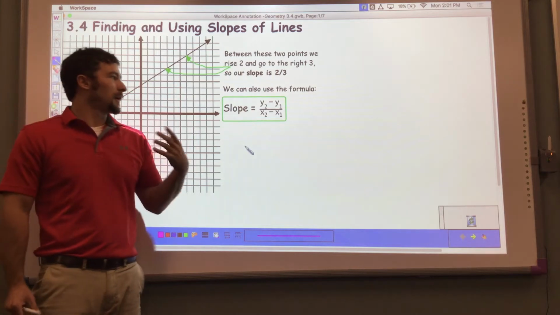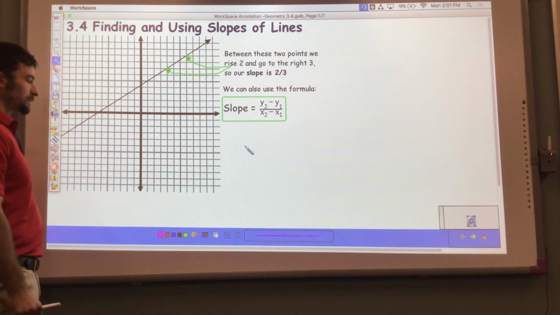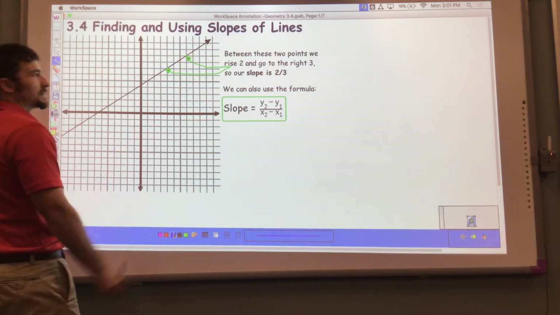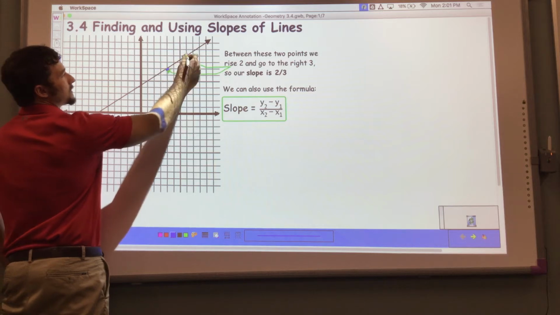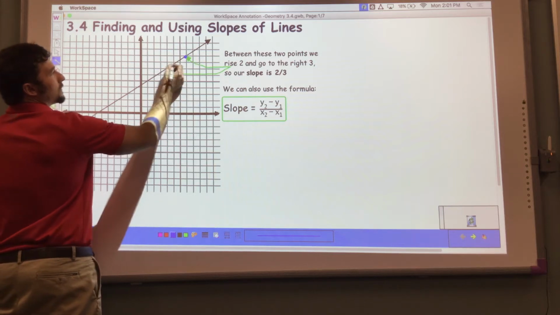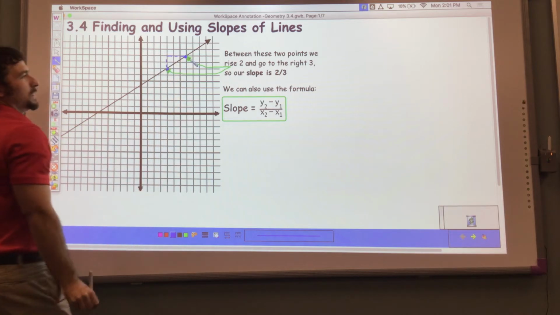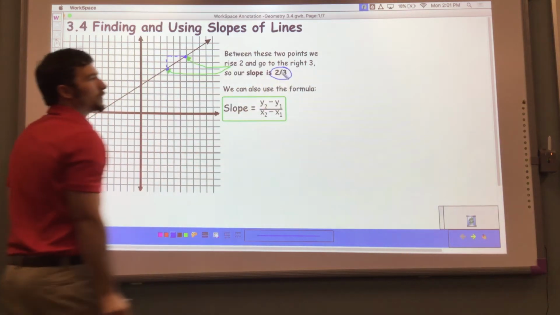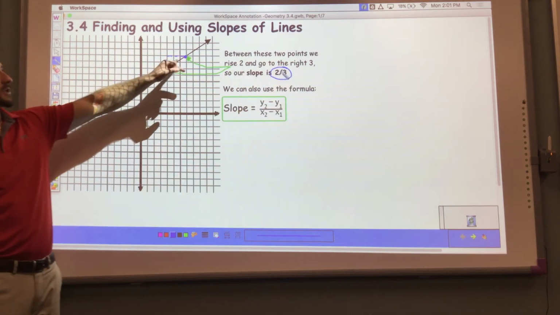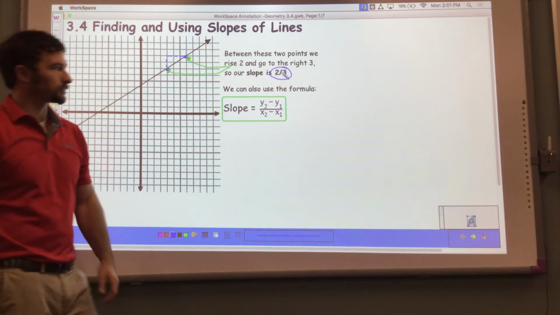So you can plug in a couple points and get it that way, or if you already have a graph, you can look at 2 points on your graph where they cross, or where they are on the grid marks, and you can count. We go up 2 over 3. So here we have a slope of 2/3. Again, you could plug each of these points into the formula and also find it that way.